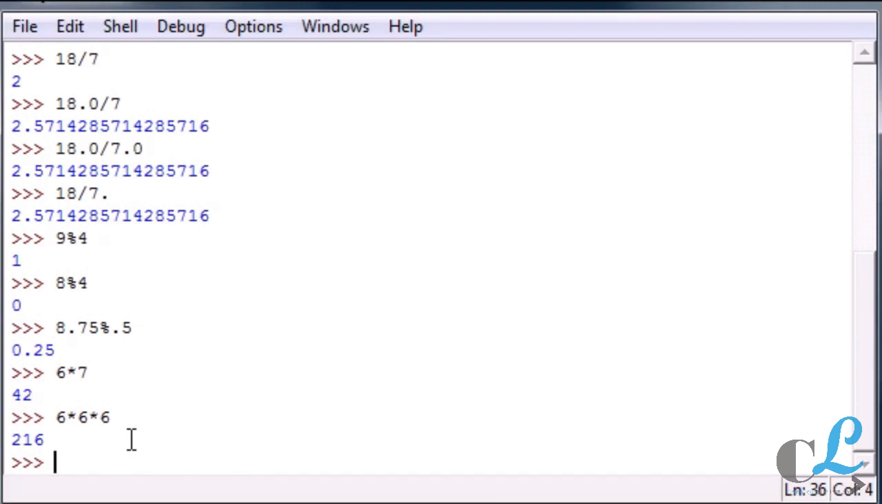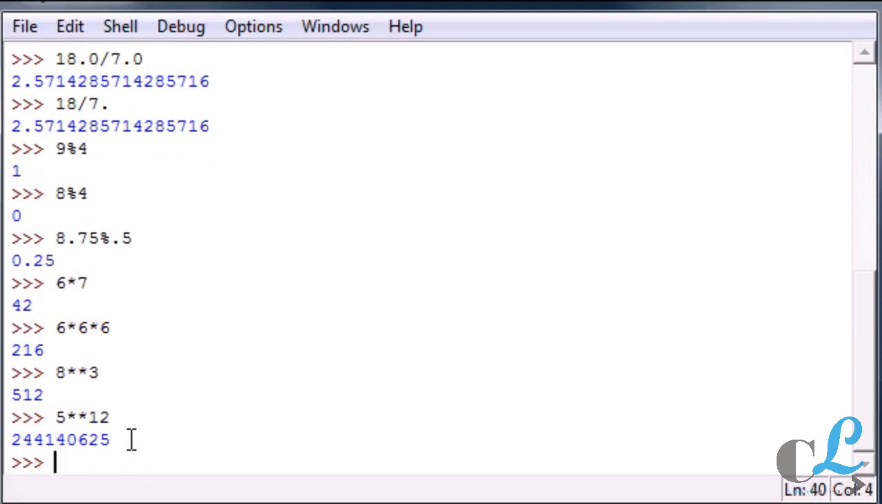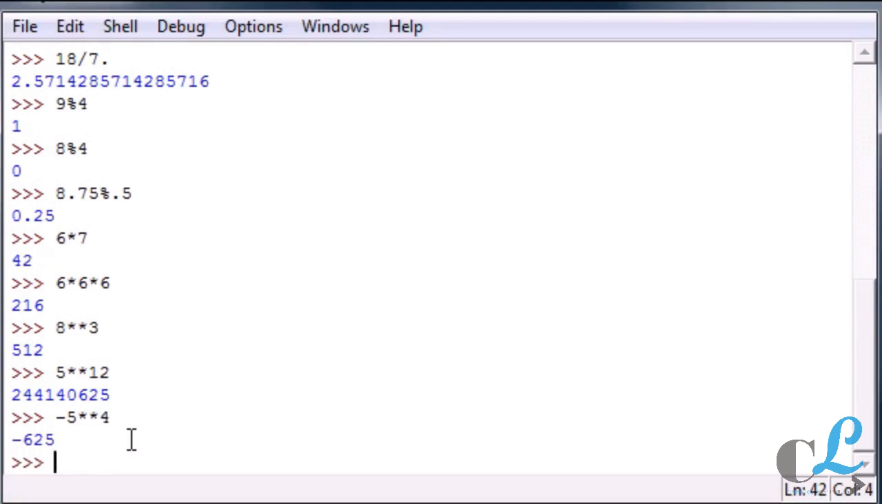Say you want 8 to the third power. All you have to do is type 8, 2 stars, and then type whatever you want the exponent to be. 8 to the third, bam, wham bam, thank you ma'am. And you can do this with any exponent you want. So instead of typing 5 times 5 times 5 times 5, I said that wrong, but oh well, just type 5 star star 12, bam, that'll give you your answer. And you can also do this when your number is negative as well. So -5 exponent 4. Bam, there you go.